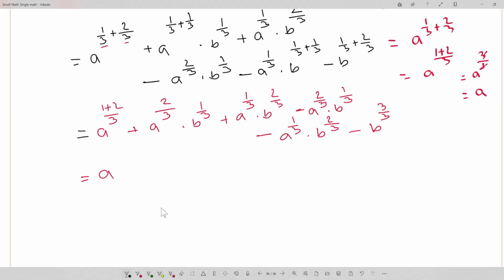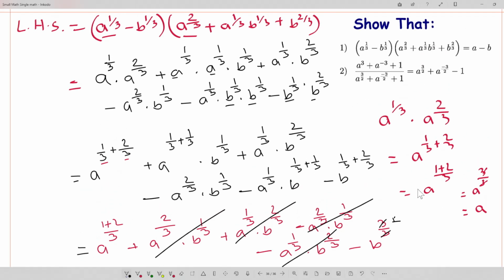And look, it's a very important thing. Here is a to the power 2 by 3 times b to the power 1 by 3, and here is minus a to the power 2 by 3 times b to the power 1 by 3, so we can cancel this one. And a similar thing, here is plus a to the power 1 by 3 times b to the power 2 by 3 minus a to the power 1 by 3 times b to the power 2 by 3, so this one also goes out. And here 3 by 3 will be 1, so our answer is a minus b. So it's up to you which method you will follow.